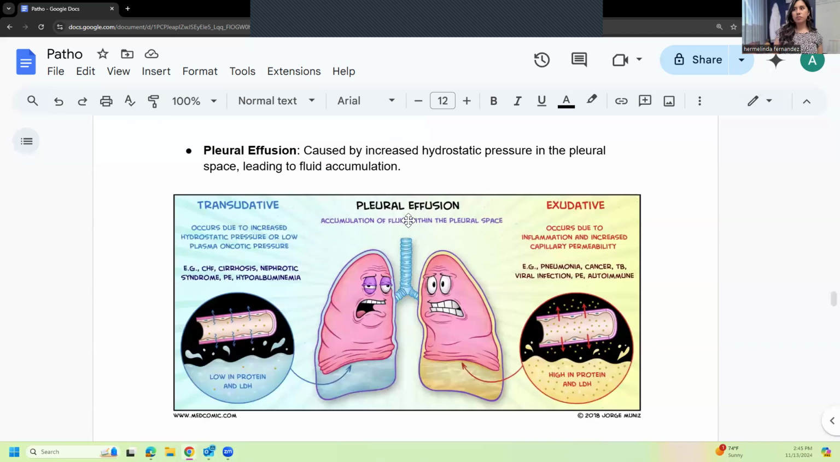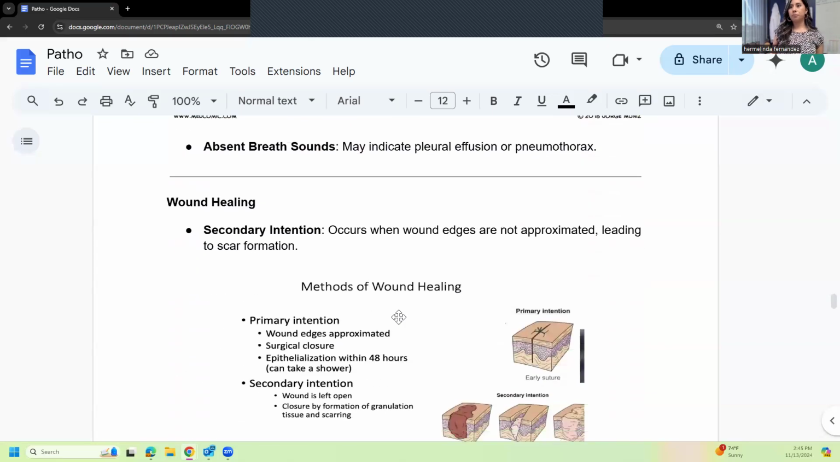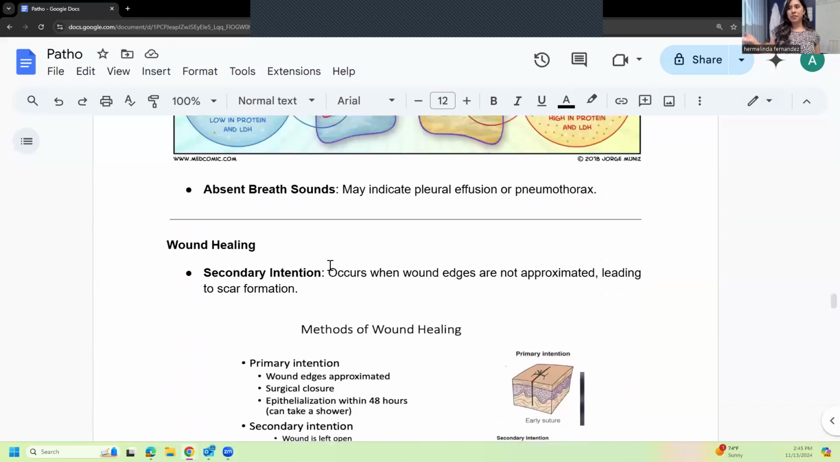Pleural effusion is caused by an increase of hydrostatic pressure in the pleural space. So this leads to all that fluid coming up, and you can see here all that water squeezing in, so that will be pleural effusion. If a patient has absent breath sounds, this might indicate pleural effusion or a pneumothorax, okay?